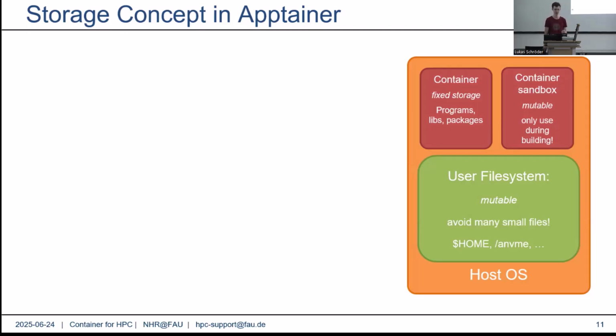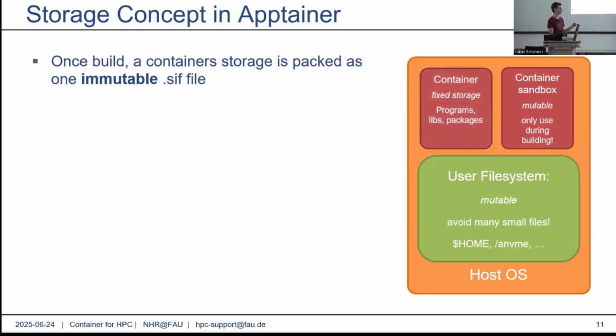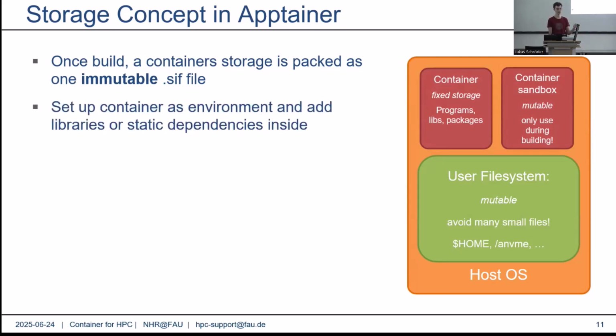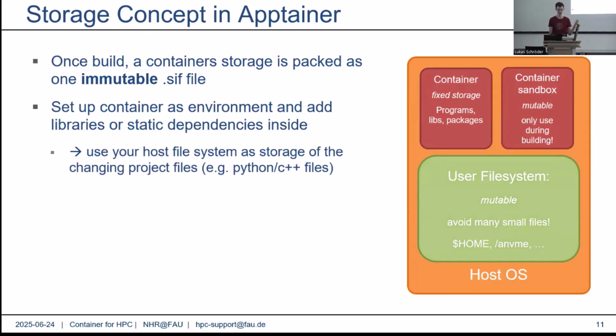Now, one distinguishing quality of Apptainer compared, for example, to the usual workflow with Docker is the storage concept. One container file that is built, a .sif file, is immutable after it was created. So you have to think in that way: you put every program and, for example, also files inside the container that you don't need to change. On the other hand, you want to use the host file system to store files that you change regularly.